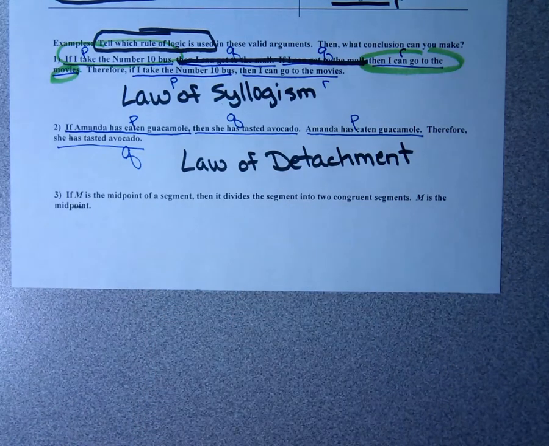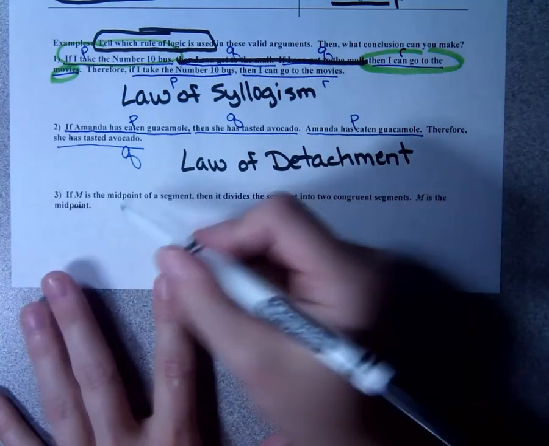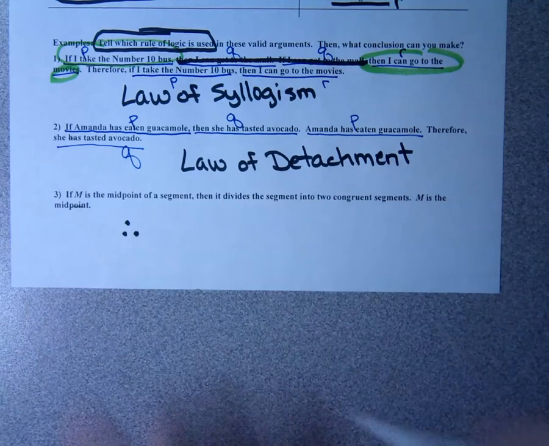Okay, this one's more math related, so it's not as easy to think about. It says, if M's the midpoint of a segment, then it divides the segment into 2 congruent segments. M's the midpoint. That's the syllogism. Now this one, I didn't give you a conclusion, so I need to figure out a therefore part.